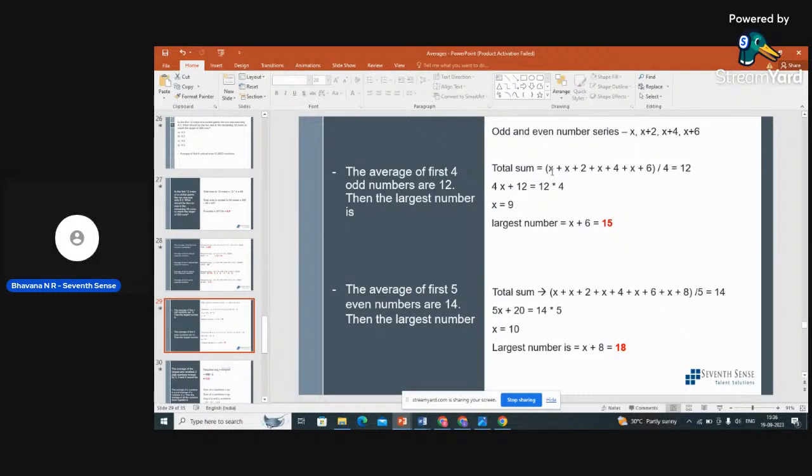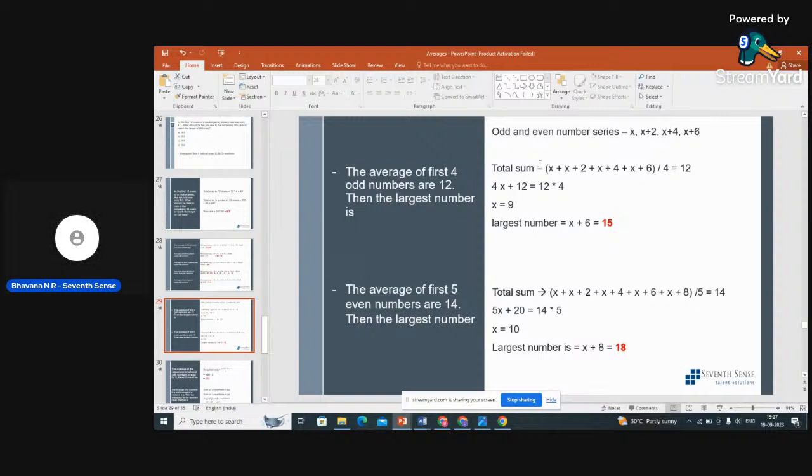If a value starts from zero, it will be for even numbers. If it starts from 2, it's for even numbers. For odd, it will be 1, 3 like that. If we substitute, we will get the answer. So here the question is: the average of the first four odd numbers is 12.